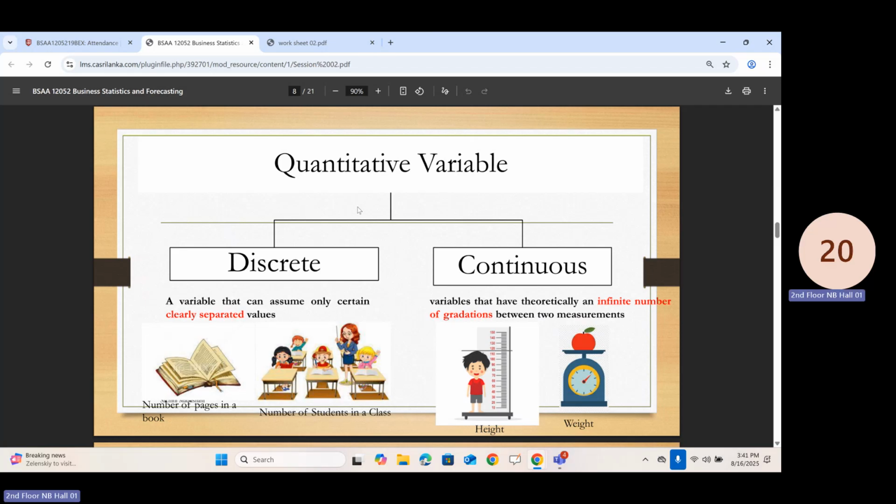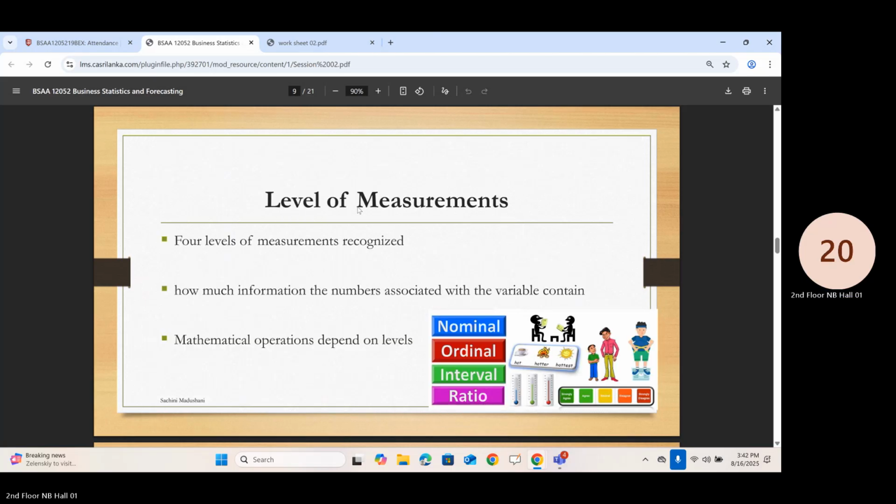According to our study, first we identify what the variables are. After that, we identify the type of variables. Then we identify the levels of measurements. Normally in statistics we recognize 4 levels of measurement: nominal, ordinal, interval and ratio. Any variable we can categorize into one of these levels of measurement.